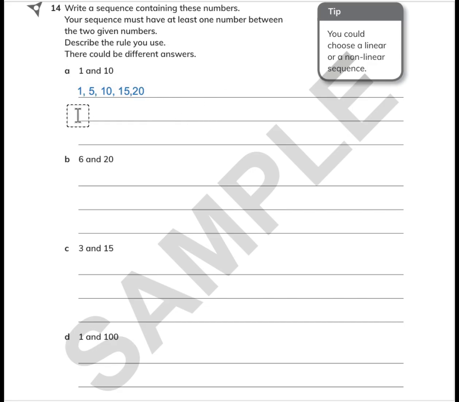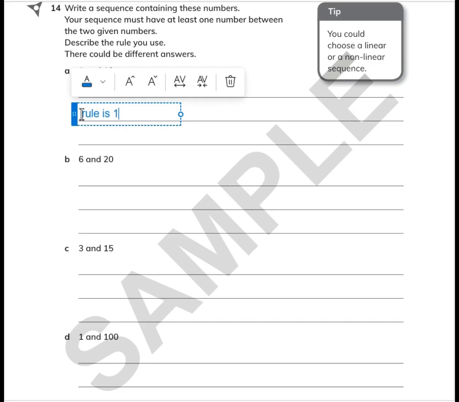The term to term rule is add 5 every time. Okay.